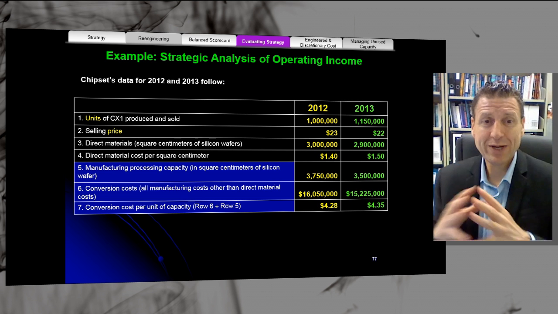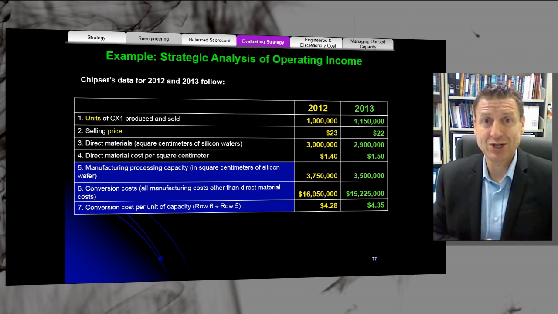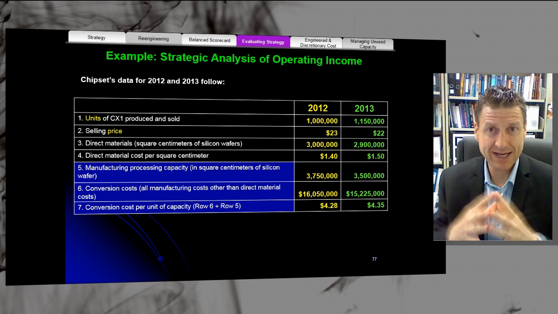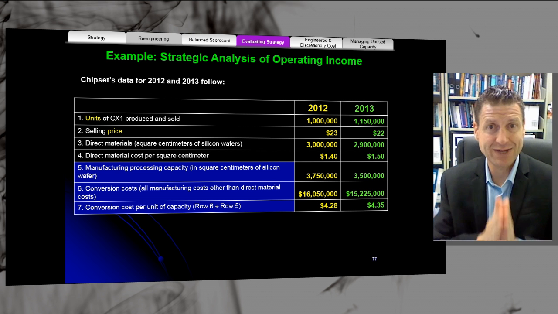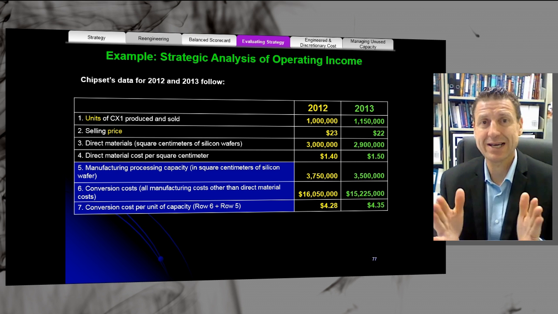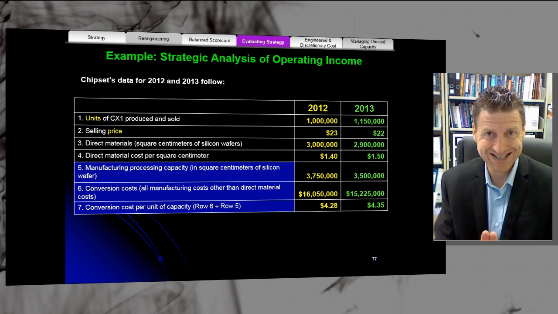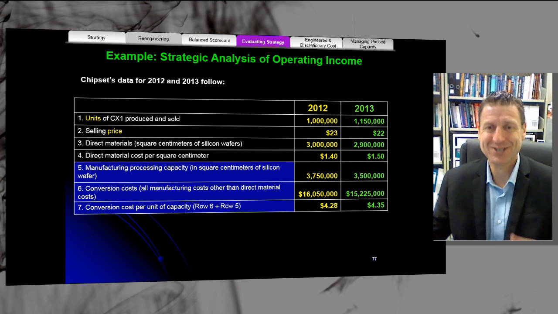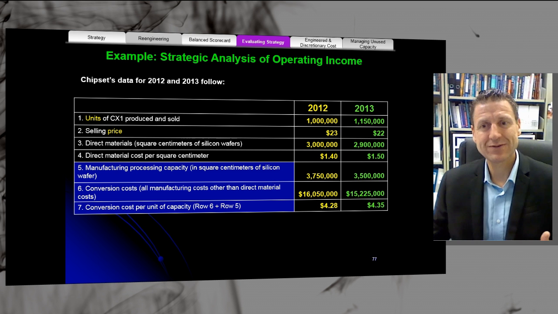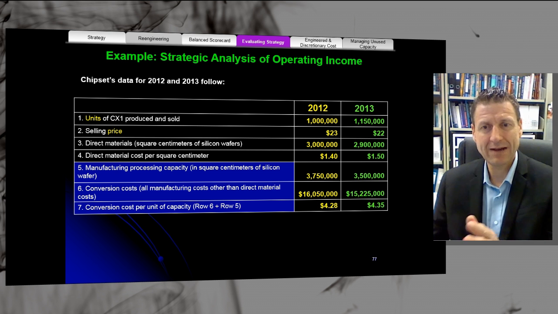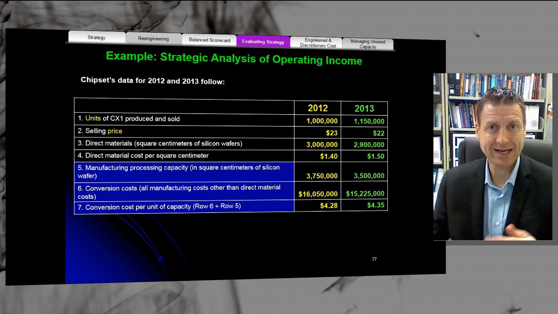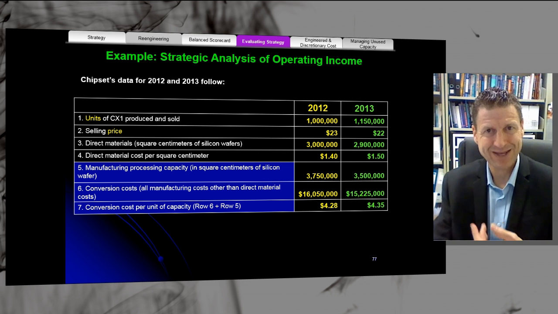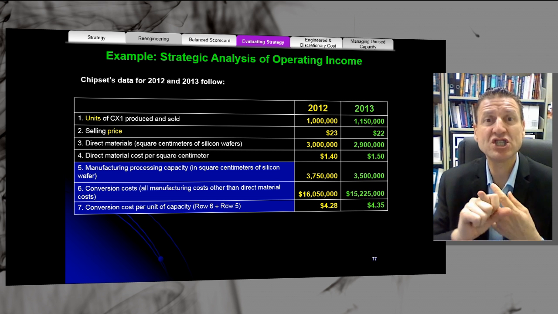All right, so we have this organization. This is a chipset, and they're making chips, and we've got data for 2012 and 2013. This was taken from the Horngren 15th edition textbook on cost accounting, if you're not sure. The prior period is 2012, the current period is 2013. Now, before we get into calculations, why do we have two dates? The reason is that it enables us to calculate growth. It enables us to calculate change.